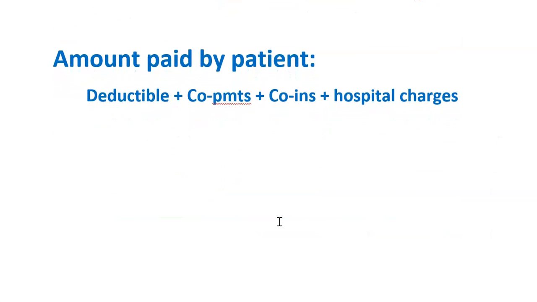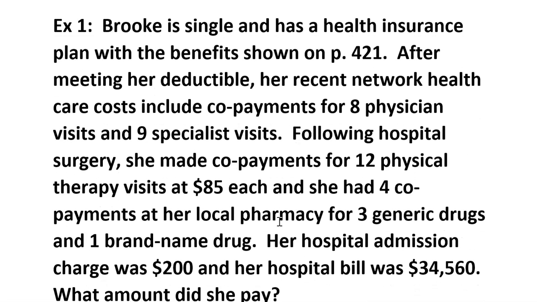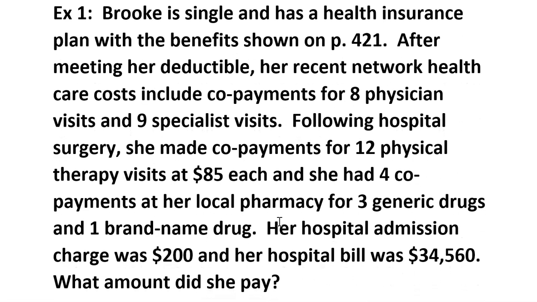The amount paid by the patient is your deductible, plus your co-payments, plus your co-insurance, plus any hospital charges that are there. Sometimes hospital charges don't apply. It only applies if you have to have surgery or something like that. The doctor bills and whatnot are kind of separate and are sent separately. So here's your example. They look like ginormous questions, but if you take one piece at a time and write that part down, it's usually a lot easier.